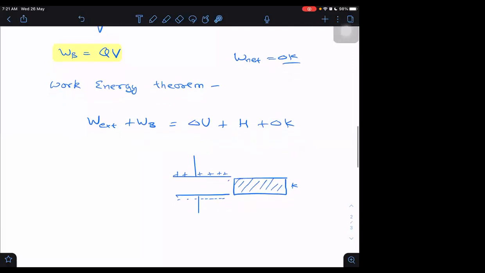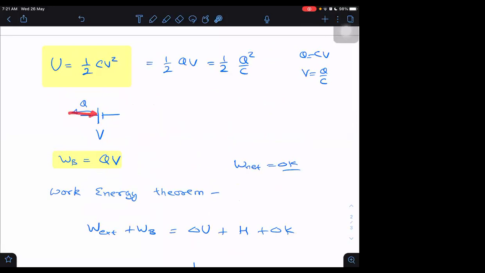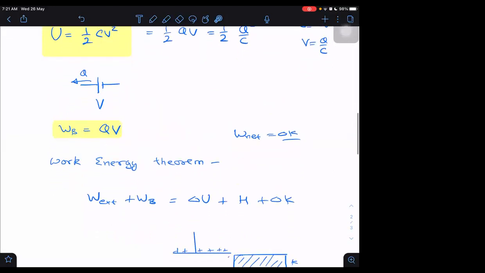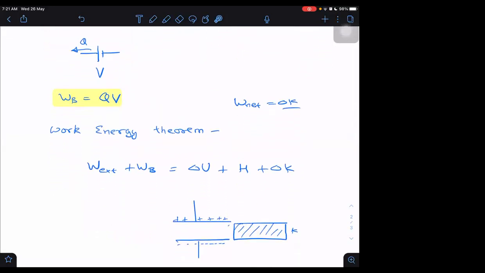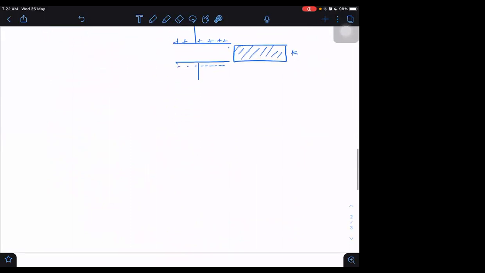Anyway, if the charge enters the positive terminal, then work done by the battery will be minus Q into V. And one more thing I want you to know: you should not have this misconception that heat will be dissipated only if there is some resistance in the network. Heat will be dissipated even if we are having just conducting wires. Then also heat energy will be dissipated. We can take one simple example, the simplest example, which will clarify this.